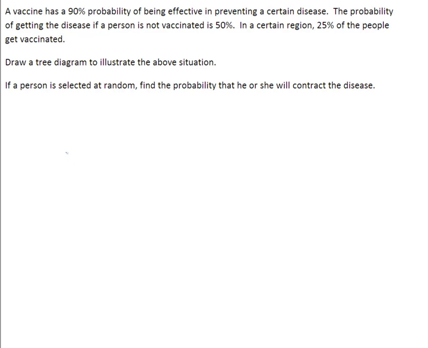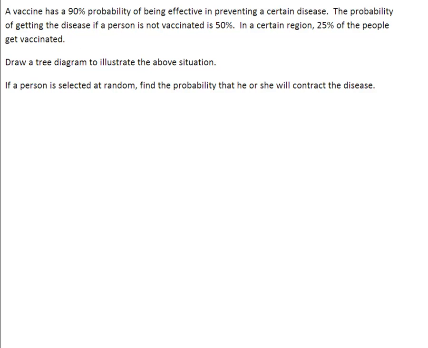We're going to do another example using probability trees now. A vaccine has a 90% probability of being effective in preventing a certain disease. The probability of getting the disease if a person is not vaccinated is 50%. In a certain region, 25% of the people get vaccinated. Draw a tree diagram to illustrate the above situation.